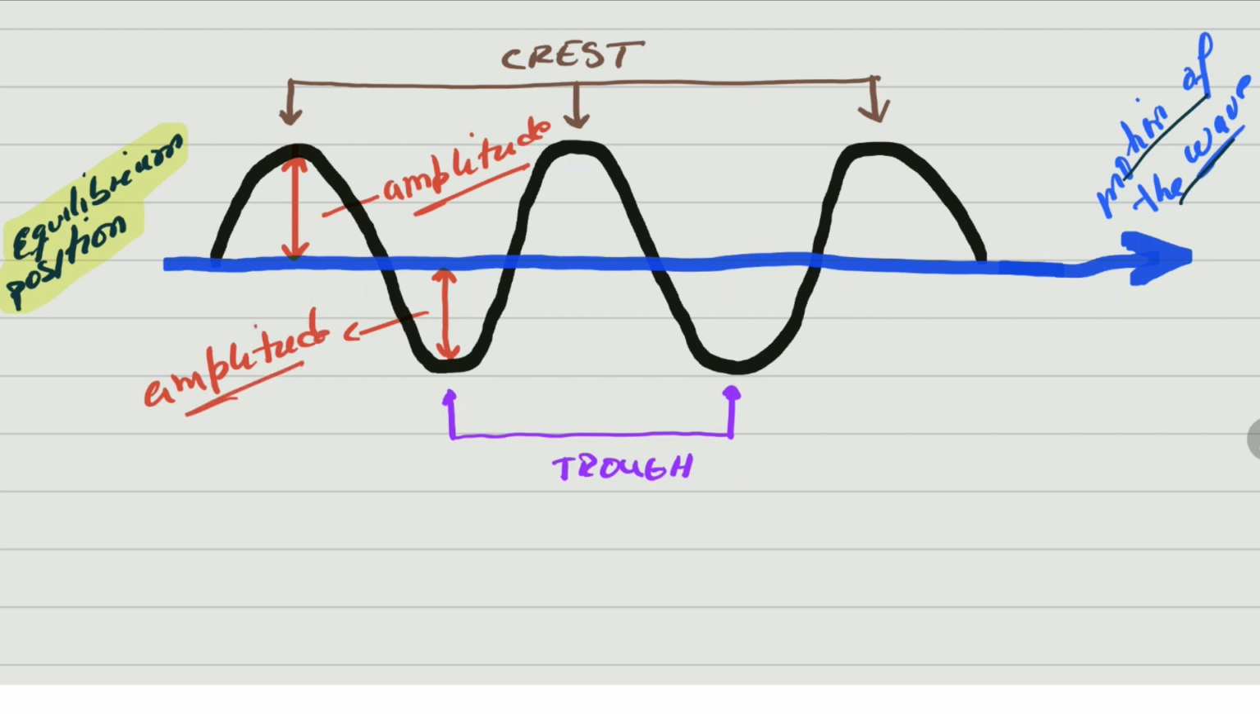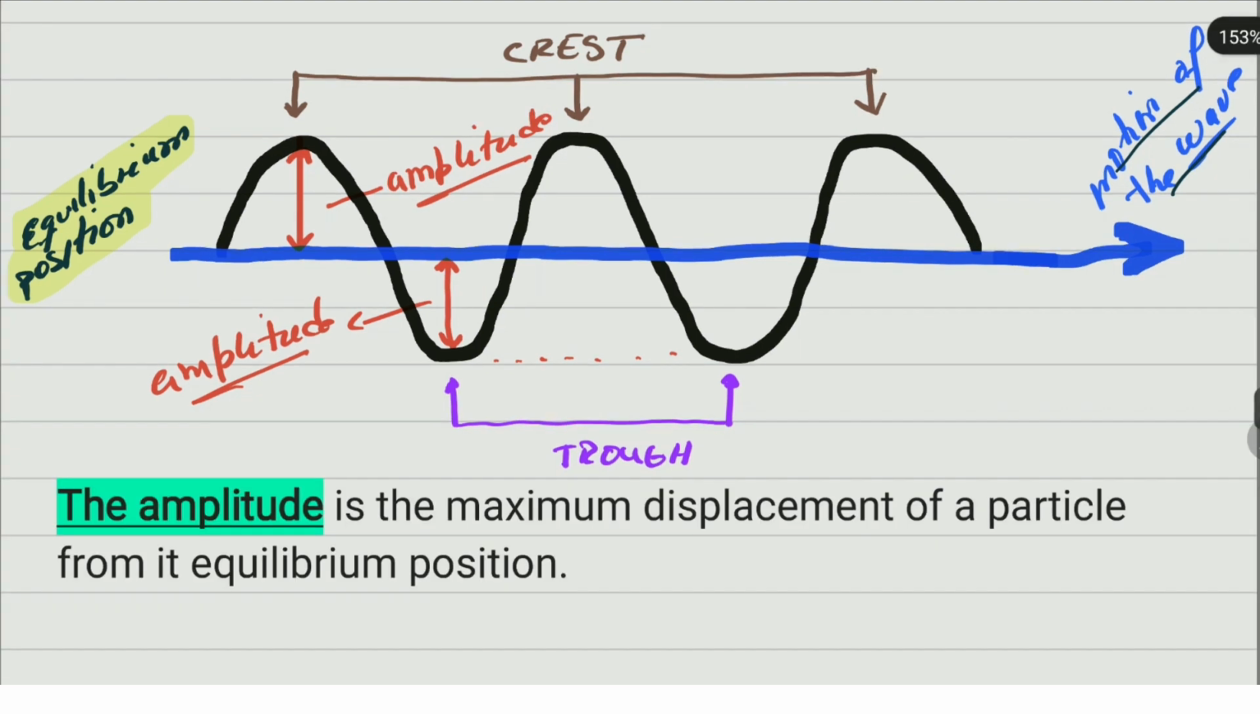Important to know. Sometimes they give you the distance from here to here. Now this one here is 2 times the amplitude. All right, so important to notice. I am going to take it out, not to confuse you, but note that most of the time they are going to give you that one. So the amplitude is the maximum displacement of a particle from its equilibrium position.